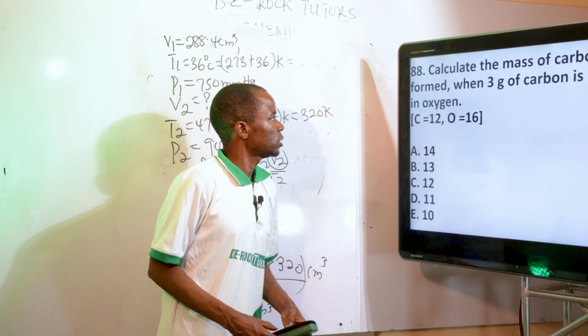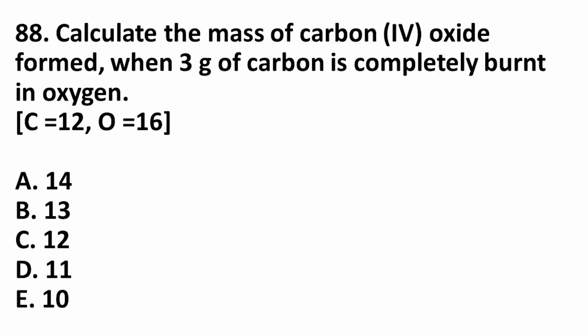Let's go to number 88. Calculate the mass of carbon dioxide formed when 3 grams of carbon is completely burnt in oxygen.